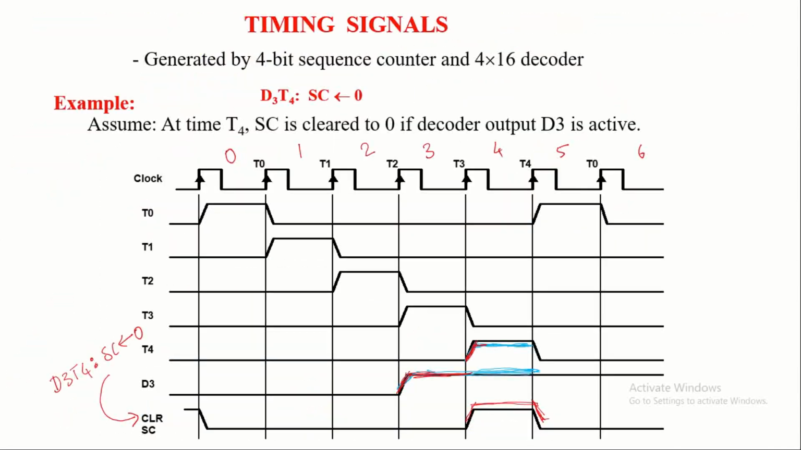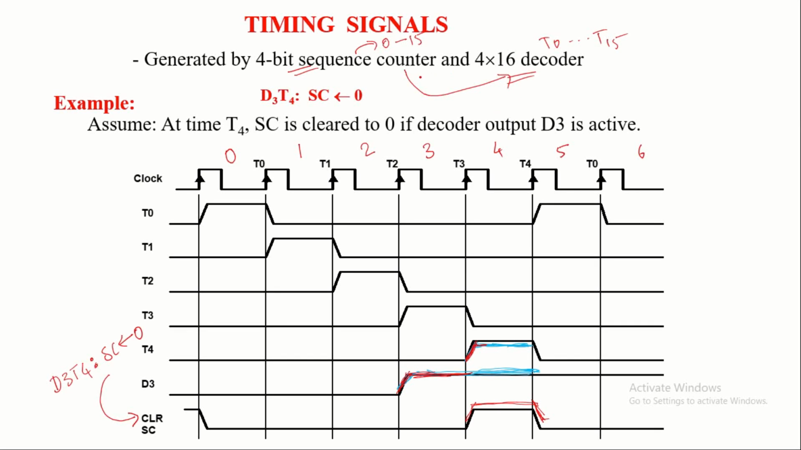Okay, let us now discuss the relationship between the control signal and timing signal. As we just discussed, timing signals are generated by a 4-bit sequence counter and a 4 by 16 decoder, right? The 4-bit sequence counter counts the numbers from 0 to 15 in binary form. According to the output of the sequence counter, the 4 by 16 decoder generates the timing signals T0 up to T15.